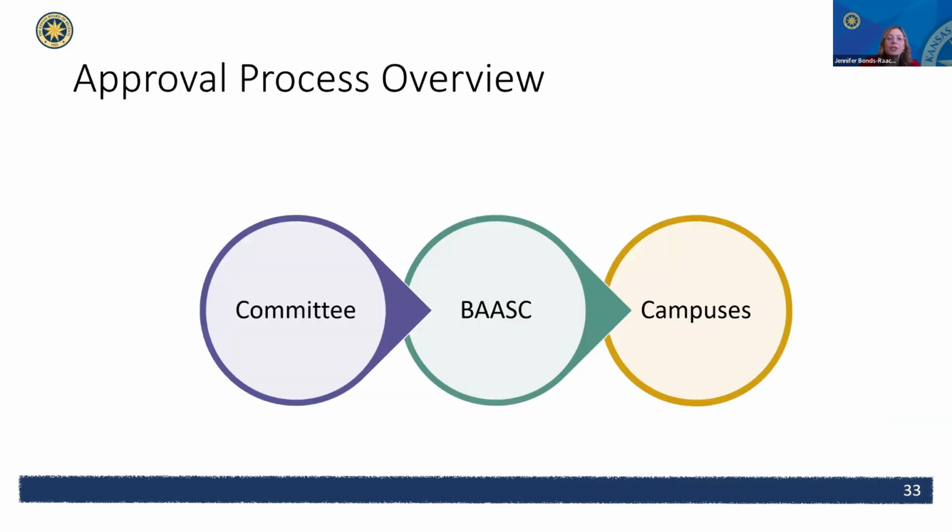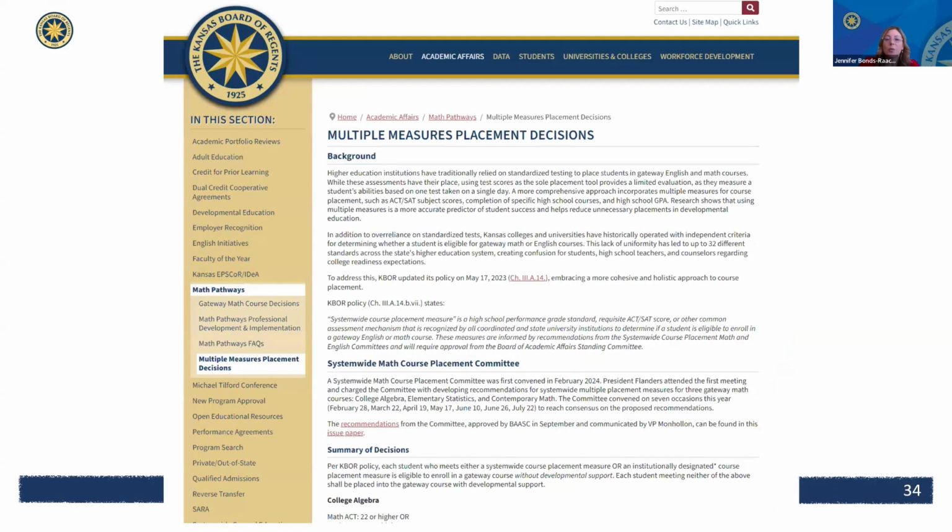Okay, moving on, recommendations for the multiple placement measures were approved by BASC in September, and CAOs have been notified of these decisions. The Placement Measures Committee also provided implementation considerations, which are being shared with relevant stakeholders during fall training sessions as campuses make institutional decisions about implementation. The KBOR website now features a subpage under the Math Pathways section titled Multiple Placement Measures Decisions. Here you can access the specific multiple placement measure decisions by Gateway course, as well as review background information of the work. And now I will turn things back over to Sam.